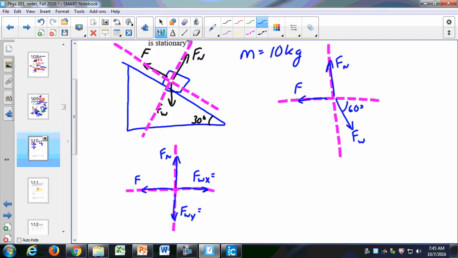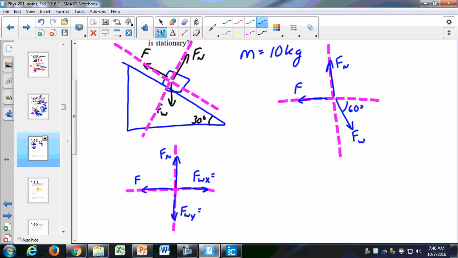You should have something similar to this. Label all my forces. Recognize my coordinate system. It's better to rotate it. You're always going to rotate it. Draw it again where I rotate it back into regular space, but I keep my forces as they are on the coordinate system. F is here, Fn is here, Fw is some angle below the axis, 90 minus 30. That angle is equal to 60.